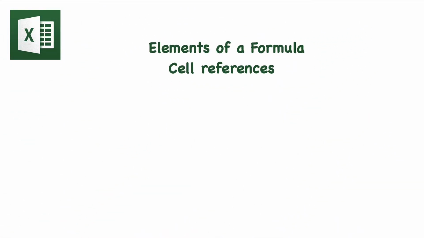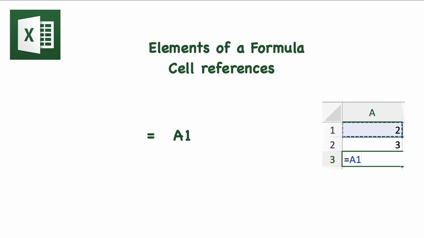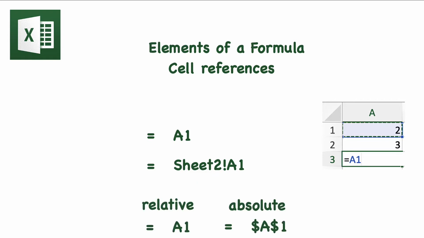Cell reference. This helps to point to the value of another cell anywhere in the spreadsheet or the workbook. For example, this expression references the value of cell A1. This next expression references the value of cell A1 in Sheet2. Cell references can be relative or absolute. We will discuss this in a separate video.